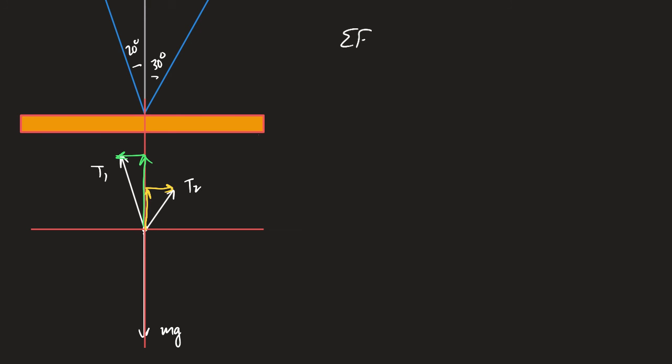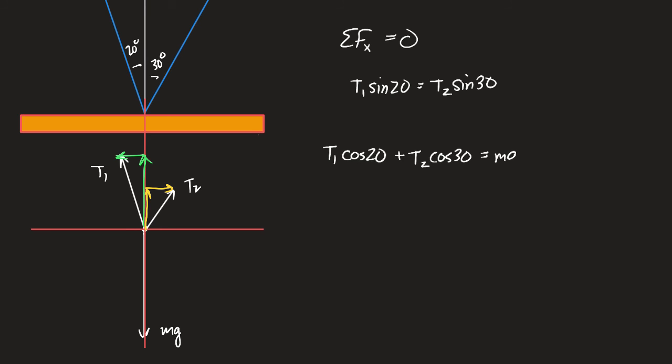So when I start looking at my net force in the x direction, which has to be 0, I will have T1 sine 20 equals T2 sine 30. The part I pull to the left is equal to the part I pull to the right. And T1 cosine 20 plus T2 cosine 30 has to equal mg.